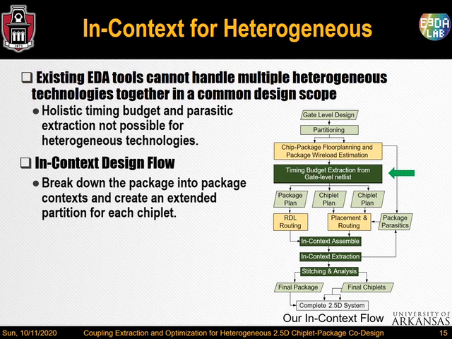For each technology, a unified PDK is created, stacking up RDLs on top of the chiplet routing layers. Top-level package routing is generated, treating the chiplets as black boxes to avoid their heterogeneity. Then this package design is broken down into sub-regions around the chiplets to create an extended partition for each chiplet.